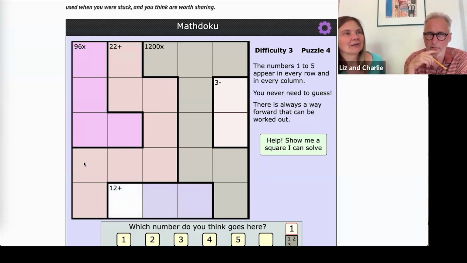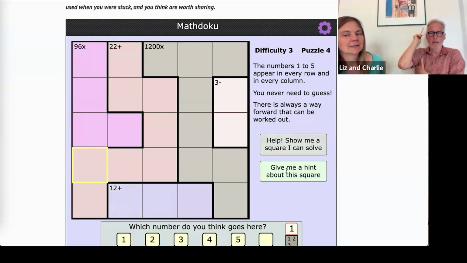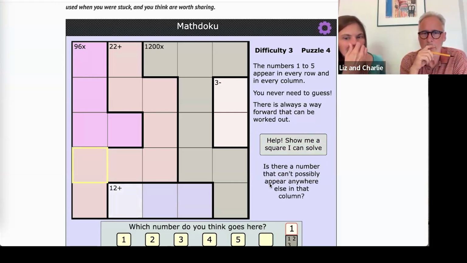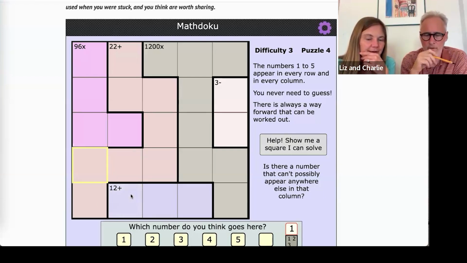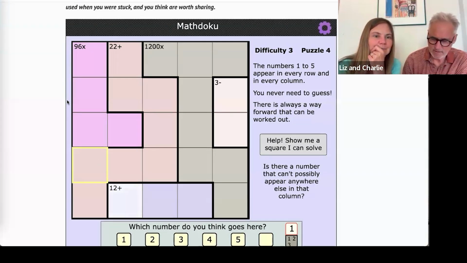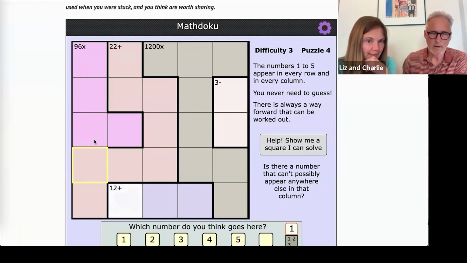Have I got that? Let me just check that. Can you click again on help? Yes. So can I solve? So is a room that can't possibly appear anywhere else in that column. So here we've got 5, 4, 3. Not necessarily in that order. Here we've got a 4 and a 2 and a 3. So we're only left with a 1 and a 5. We know this one can't be 5 because we've used it here. So that's got to be a 1.